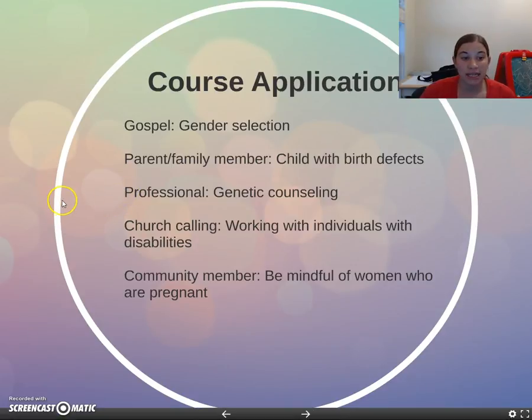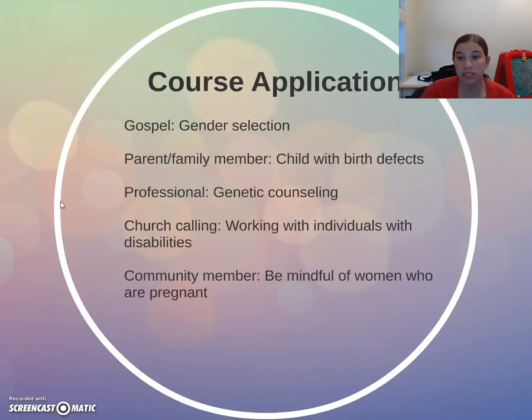In a professional setting, some of you may pursue a career in genetic counseling.